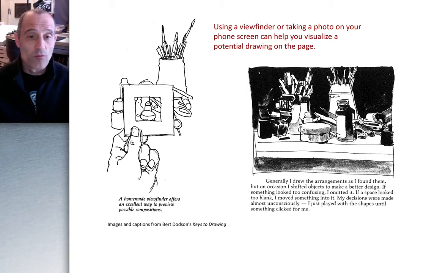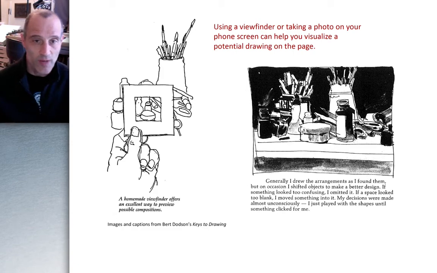From this point on, we really need to think about our drawings as an arrangement of shapes on the page. We can't just think about drawing objects. We have to remember that even when we're concentrating on objects, we're drawing space. So there's a couple ways we can think about this.